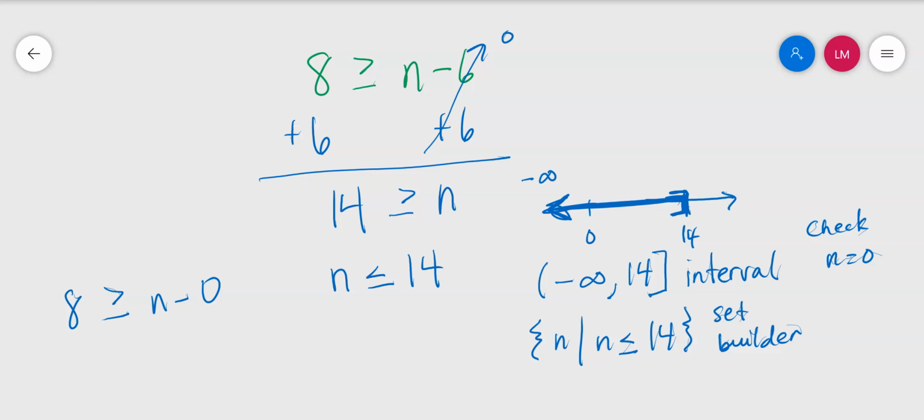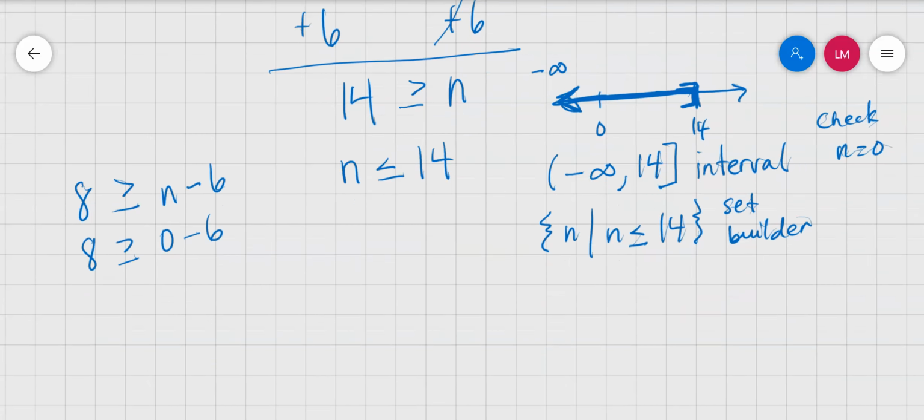Oh my goodness, I did the wrong thing. Hold on, sorry guys. I know what I did wrong. I needed to put in the 6, and we need to substitute the value 0 in for n. I apologize. So let's do this again. 8 greater than or equal to, again, where n is, we're going to put a 0 and then minus 6.